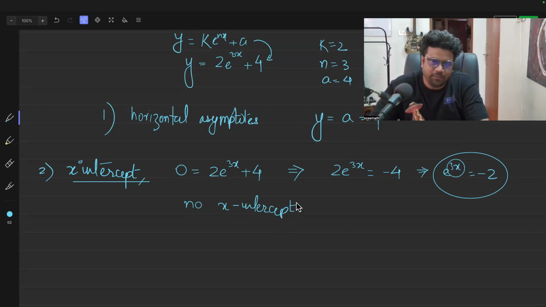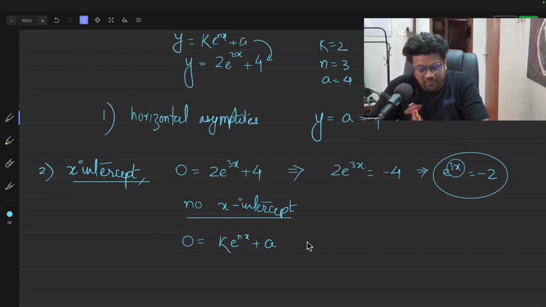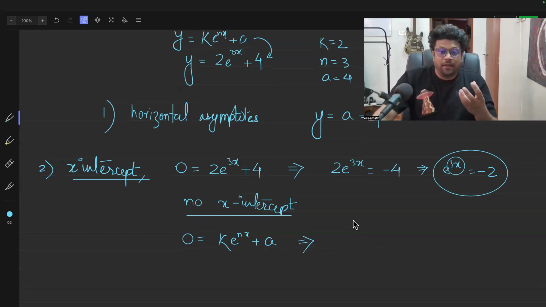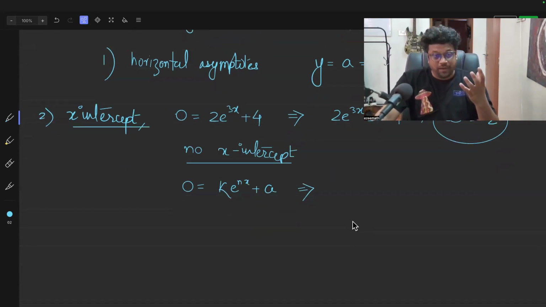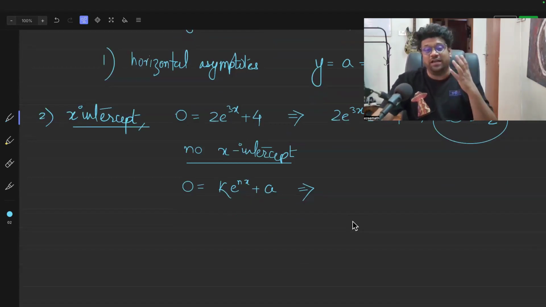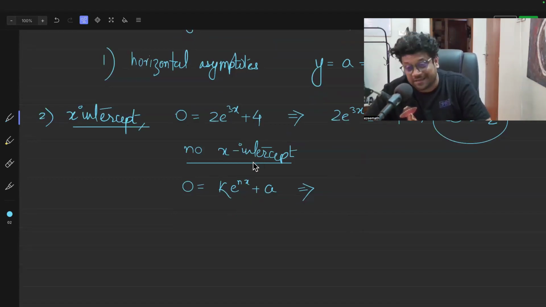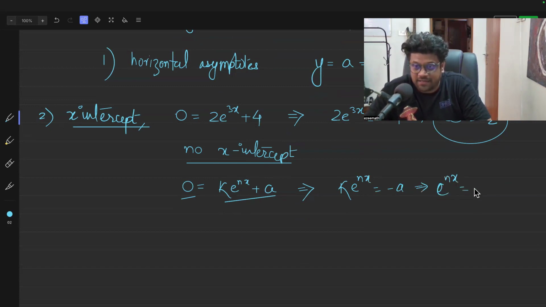But if you want to generalize it, 0 equal to k e to the power of nx plus a. Let's obtain the value of the x-intercept generally. In this particular case, yes, there was no x-intercept, but let's see. So there it is. I have substituted y equal to 0, equated it to the whole thing, k e to the power of nx plus a. Let's solve for x. K e to the power of nx equals minus a. There it is. E to the power of nx is minus a by k.